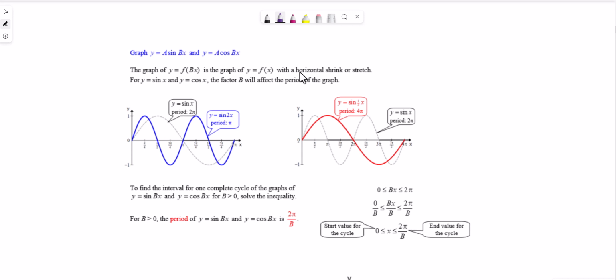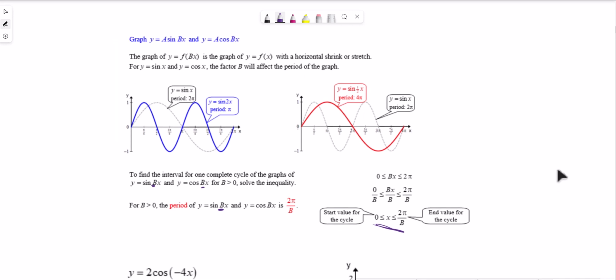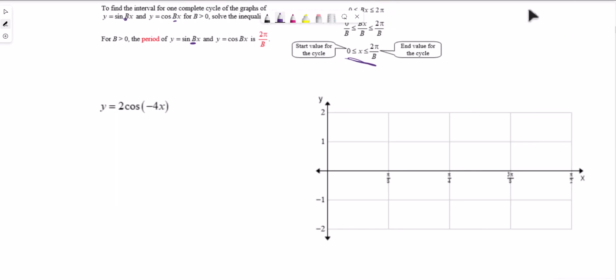Whatever we're multiplying by the sine or the cosine, we'll call it b, for either sine or cosine, we have this interval from 0 to 2 pi. All we're going to do is divide by b, and that's going to give us our start and ending value for our period. So let's do an example.